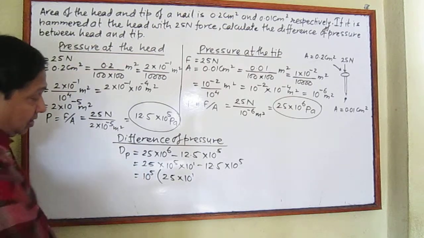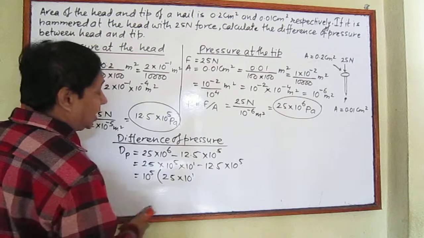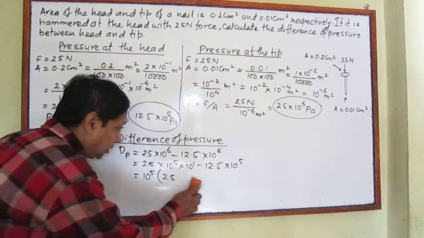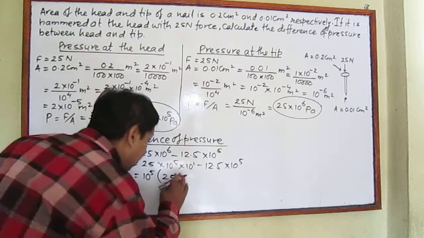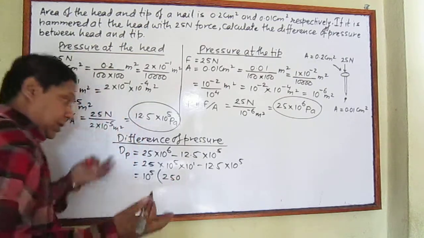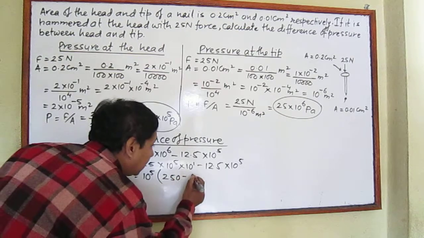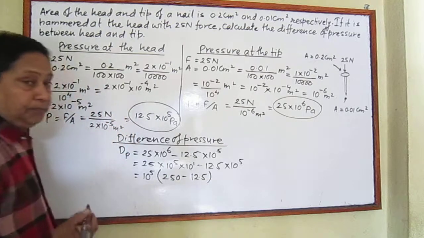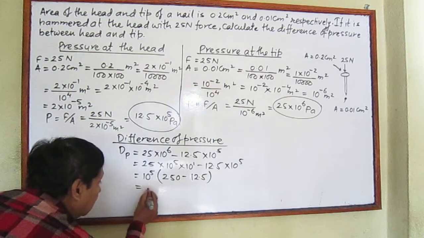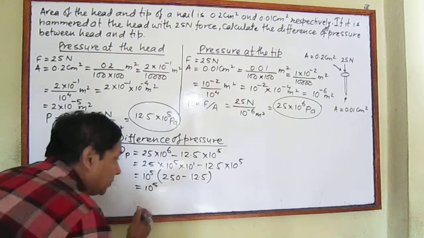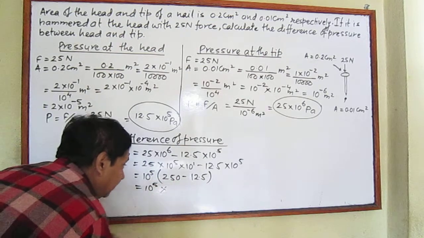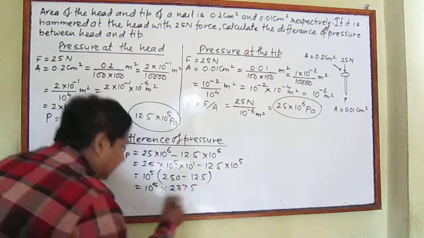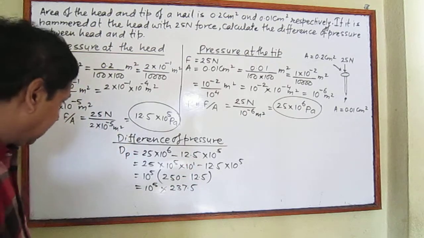We can write it directly also. 25 into 10 to the power 1 means what? 10 to the power 1 means 10. 25 into 10 means 250. You can take more steps also, but directly if we write 250, it doesn't make any difference. Minus 12.5, with 10 to the power 5 taken as common. Now this is equal to 10 to the power 5 into 250 minus 12.5, which becomes 237.5. You can use a calculator.